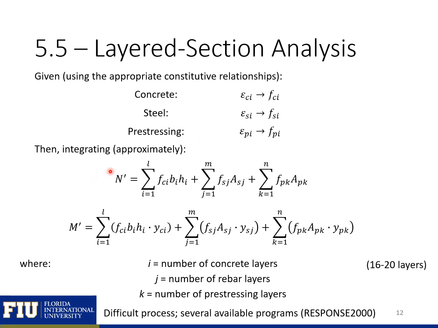Then we can integrate approximately using our summations, where our axial load is just the summation of all of our stresses times our concrete layers, stresses in the steel times the steel layers, and stresses in the pre-stressing times our pre-stressing layers. The moment can be approximated similarly with the summation here, where we take the force in each layer times the distance component for the layer, and do it for the concrete, do it for steel, and do it for pre-stressing. And then we would have our N prime and M prime to move forward with in the analysis procedure that we laid out a couple slides ago.